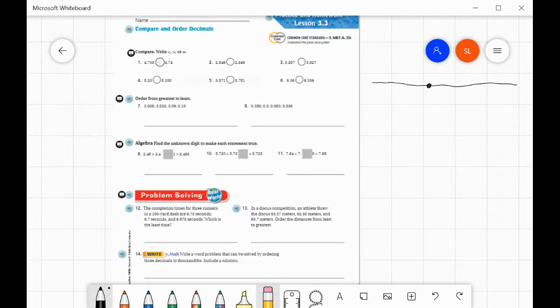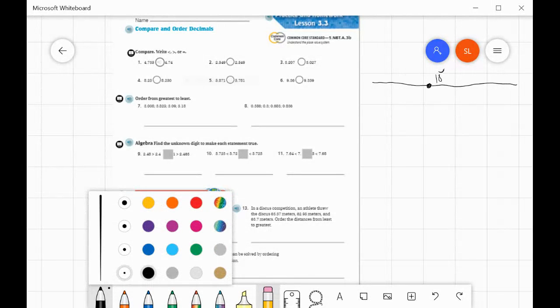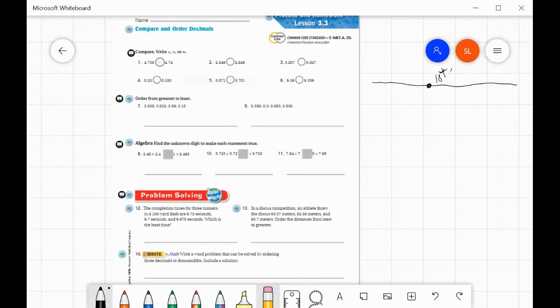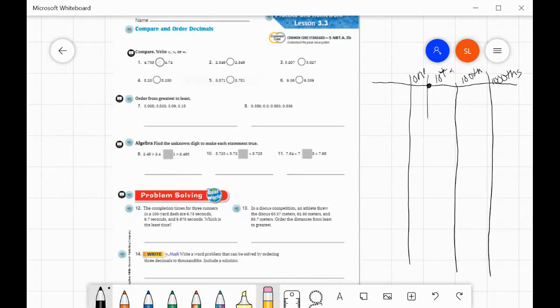a place for you to put the tenths, maybe the hundredths, the thousandths, the ones, tens, the hundreds. All right.